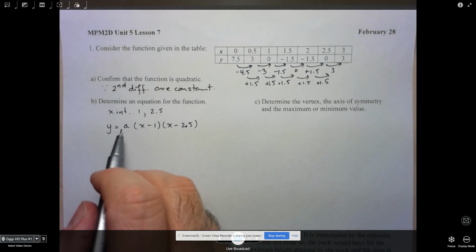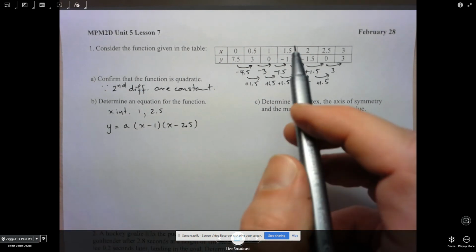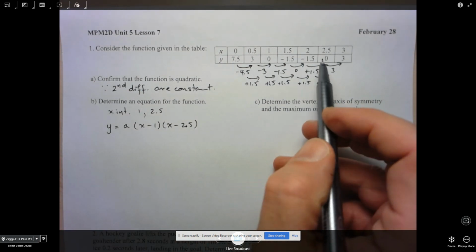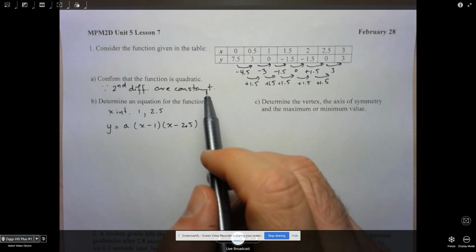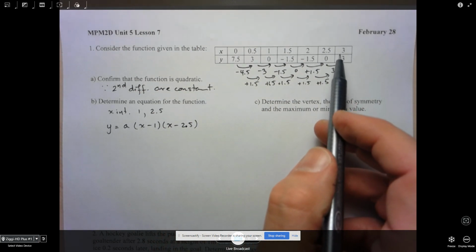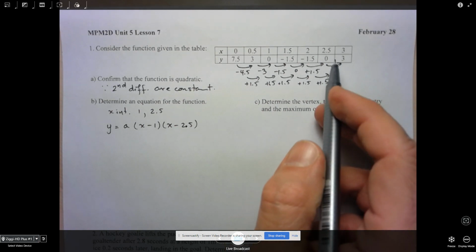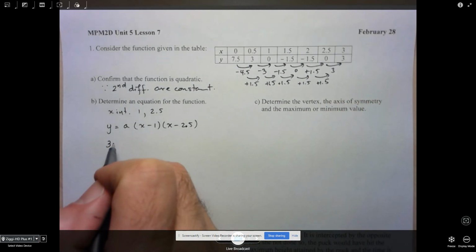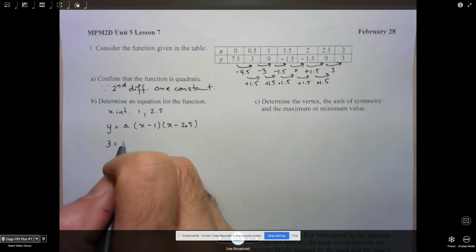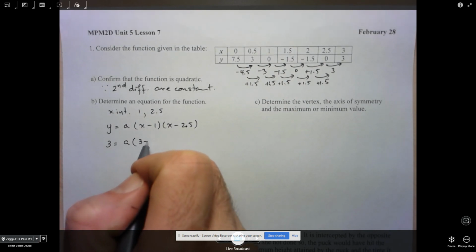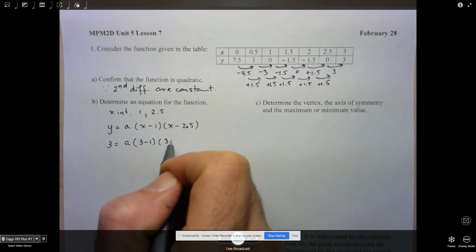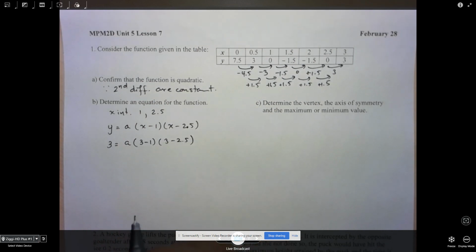So I'm going to pick nice points here, anything other than the x-intercepts, because I've already used those. I think I'm going to go for (3, 3), just because it's the only one that doesn't involve any decimals. So y is equal to 3 when x is equal to 3. So y equals a, then here we have 3 minus 1, and then 3 minus 2.5.